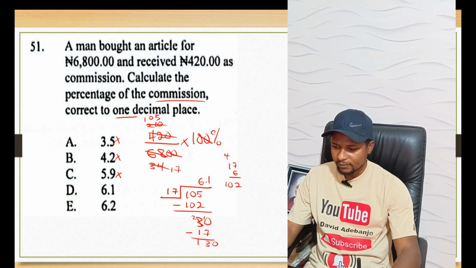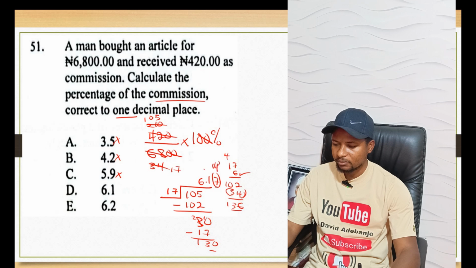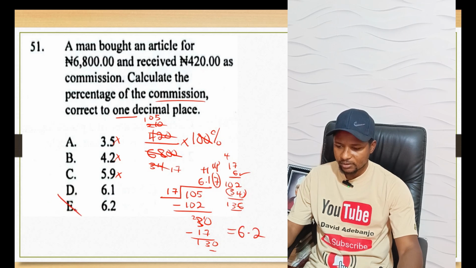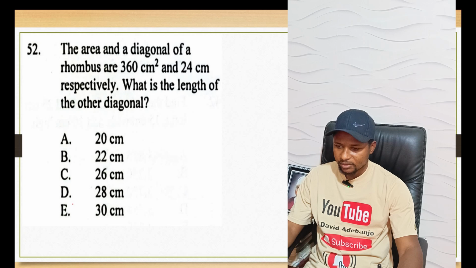Okay, let me add 34. 17 times 6 is already 102. If I add 34, that's 136. It will be more than what we have here. So you can only go 7 times. And you stop there. There's a 1 decimal place. How did I get 7? This is 17 times 6, plus 1 more 17, because if I add another 17, it will be more than what I have here. So round 7 up, because it's 5 and above, that's plus 1. So that will give you 6.2. So your answer is option E. Moving on to question 52.